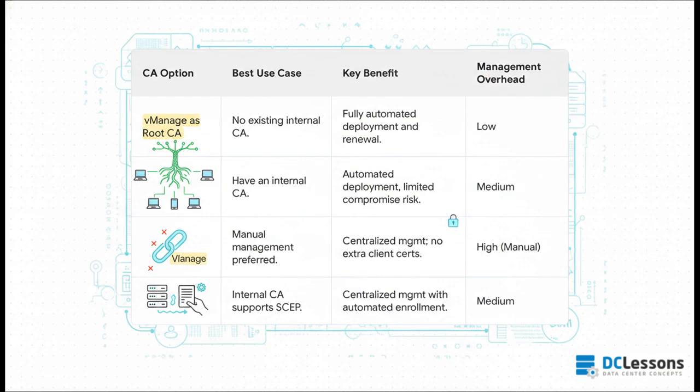Next, vManage as an intermediate CA. This is a nice security middle ground. Your main enterprise CA signs off on vManage's authority, which kind of limits the blast radius if something ever went wrong. Third, the full enterprise CA model.